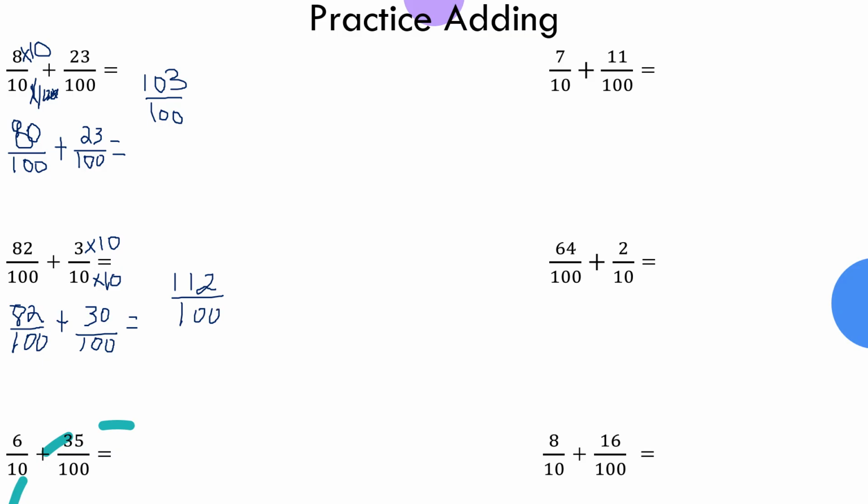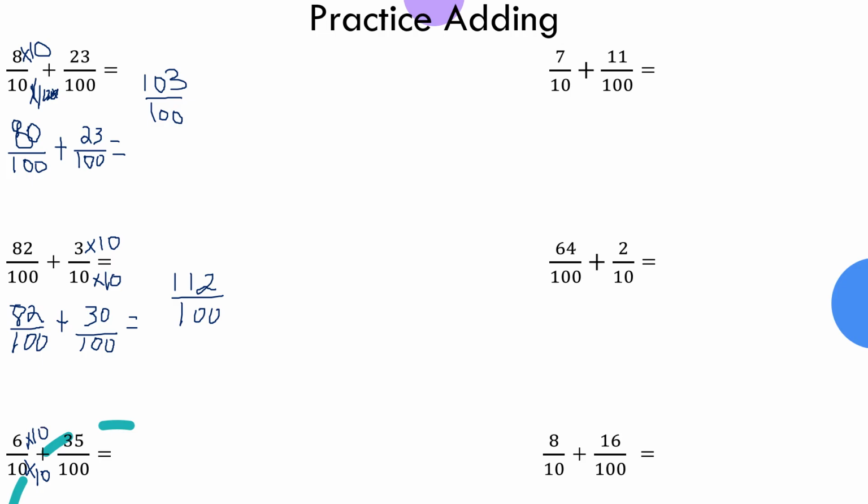Again, my denominator is smaller, which means that that is an improper fraction. You subtract out to make your mixed number. All right, next problem. 6 tenths plus 35 hundredths. I see that I have different denominators, so that 10, I need to multiply by 10. Whatever you do at the bottom, you do to the top.